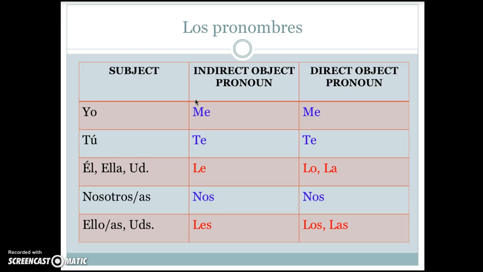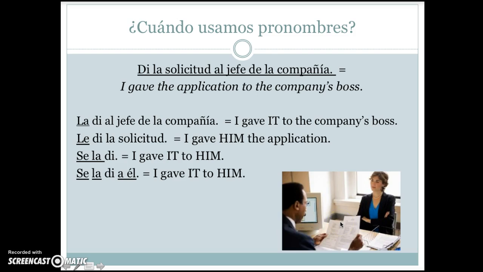The pronouns for direct and indirect objects in Spanish, as you can see, are the same for the first person, the second person, and the nosotros form. You have me, te, nos. For the third person singular and plural, however, there are differences. So él, ella, usted, if it's an indirect object pronoun, you're going to use le, direct object pronoun, lo for masculine, la for feminine. And then for the plural, les, los, or las.